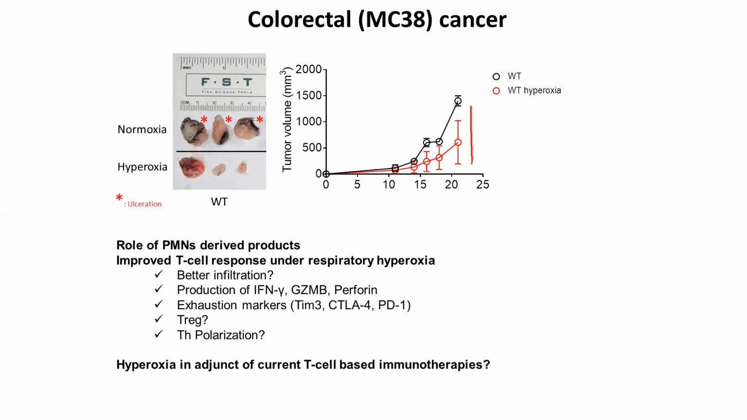The last idea is to see whether relieving tumor hypoxia is enough by itself, or whether it can be used as an adjunct to the current T-cell based therapy. So to do that, we can perform the same hyperoxia experiment with the addition of, for example, anti-CTLA4 or anti-PD-1 antibodies, and see if the use of respiratory hyperoxia can circumvent the current limits of the T-cell based immunotherapy. So I will stop here for today.